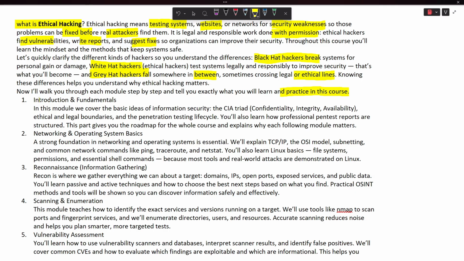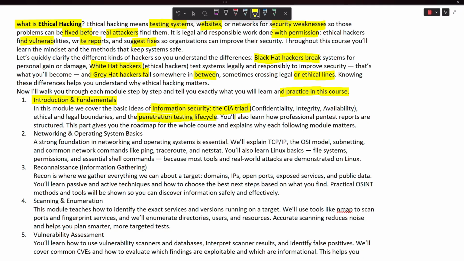Okay, so the first thing that we will be exploring is introduction and fundamentals. In module one, we will be learning about the introduction to ethical hacking and its fundamentals. We will cover the basic idea of information security. We will be learning about the CIA triad, which is confidentiality, integrity, and availability. It is an important topic, literally. So ethical and legal boundaries will be covered, and the penetration testing life cycle will be covered.